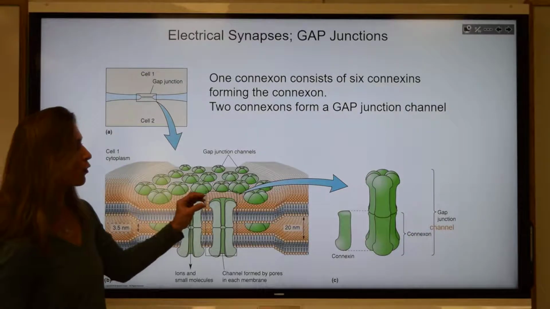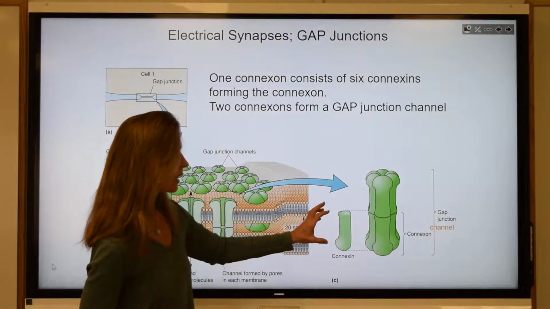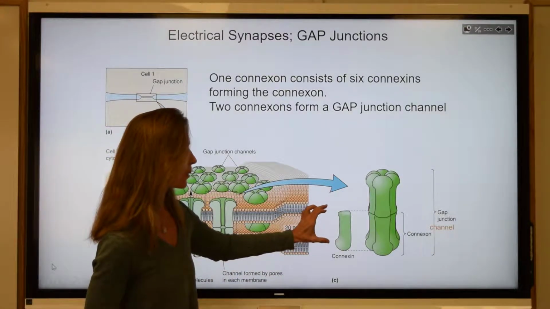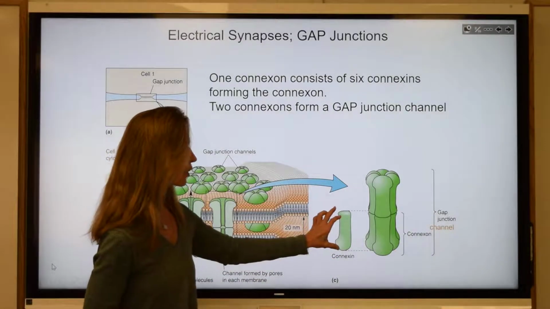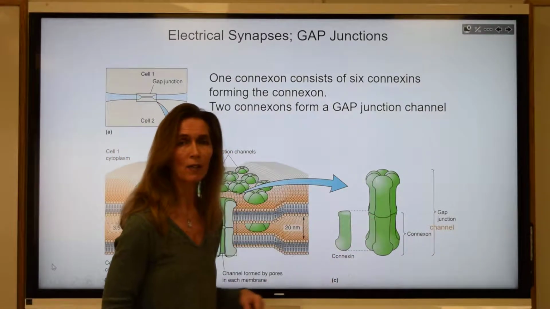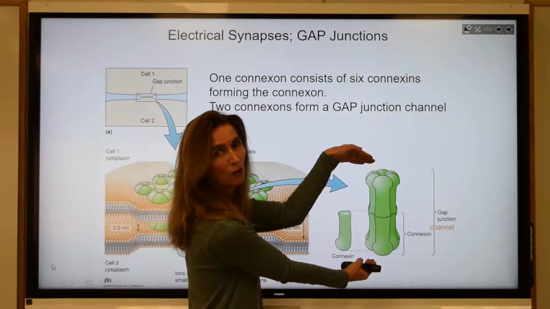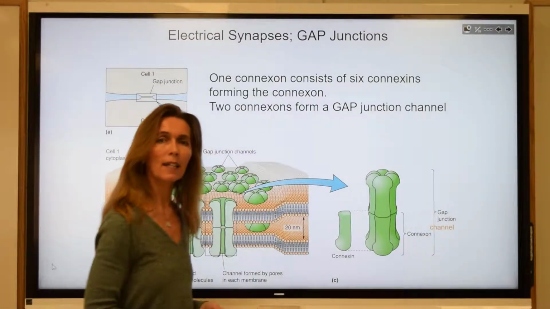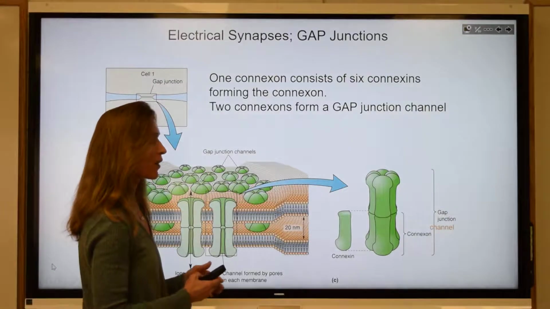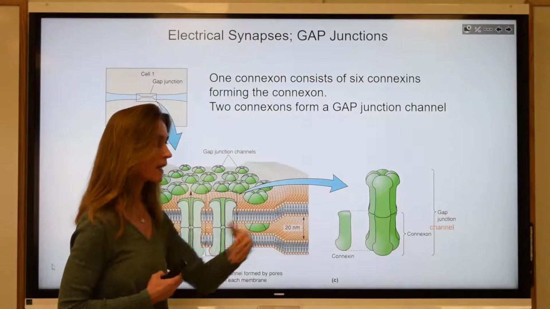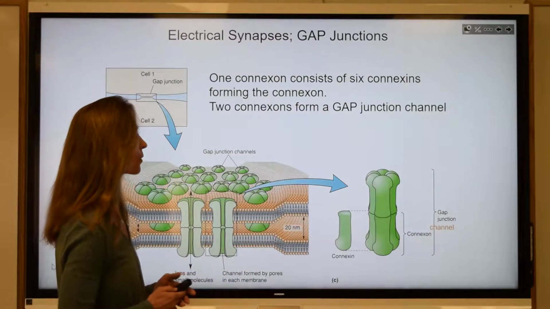And they consist of proteins. And those proteins, as indicated here, consist of a number of protein subunits, the so-called connexins. Six connexins make up one connexon, and two connexons make up one gap junction channel. These are the electrical synapses, and electrical synapses are very important for very fast and coordinated movement or signaling within nervous tissue or muscle tissue.